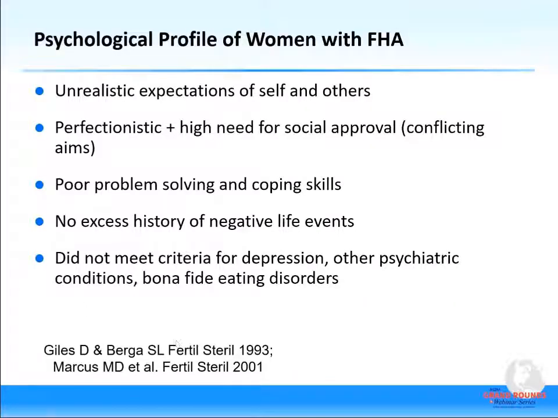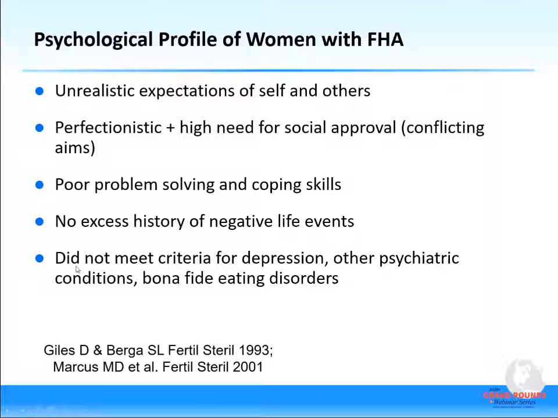So this is our understanding of what's driving functional hypothalamic amenorrhea and its cousins, presentations of anovulatory cycling and luteal insufficiency. So one is unrealistic expectations of self and others. Another is perfectionism and high need for social approval, which pretty much comes with the field of medicine. Poor problem solving and coping skills, which we hope to restore. And what we didn't find, and thought we might find, was any increase in negative life events.